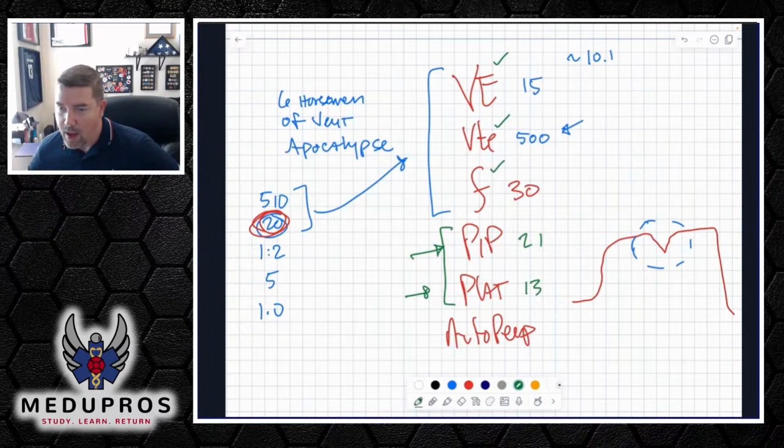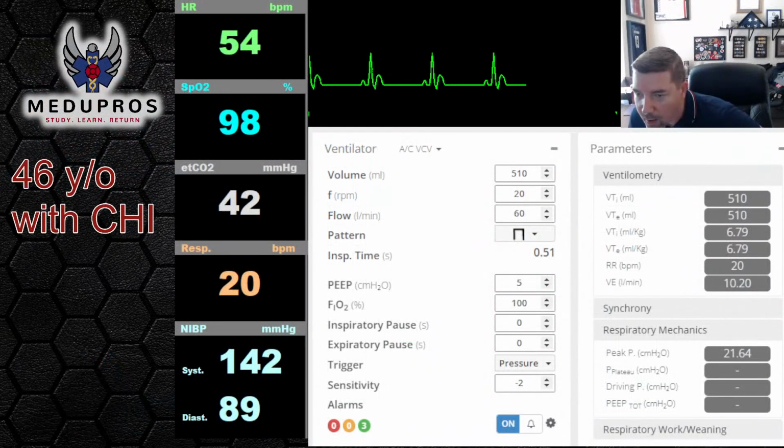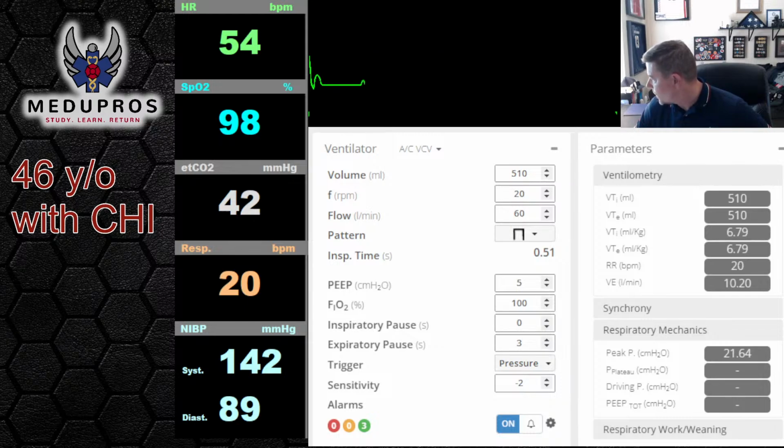Okay, that's good. Now I want you to go see if we're auto-PEEPing, all right, if we're breath stacking. That's what auto-PEEP really talks about, is if we're breath stacking. And let's see, PEEP total here. To do that, we've got to do an expiratory hold or an expiratory pause. So I'll do like 3 seconds, see if we can get a good one. So we're looking for this little area right here. 5.14, which is pretty close to the 5 that we set. So that's total PEEP. All right, that's great.